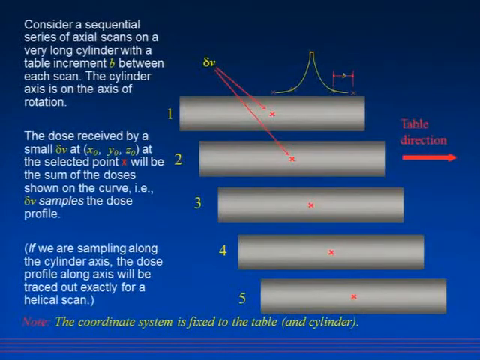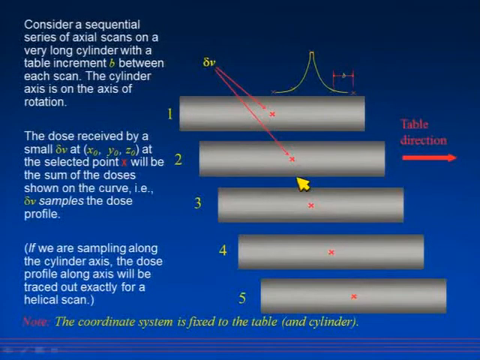Now, let's consider a sequential series of axial scans on a very long cylinder. So this is supposed to be time going down. This is the first exposure. Then the table will move, and we'll get a second exposure, and so forth and so on. The dose received by this particular point, delta V, will be the sum of the doses that it gets as it passes through the gantry.